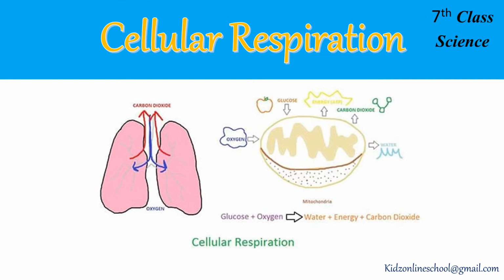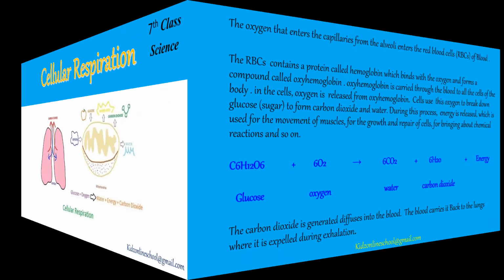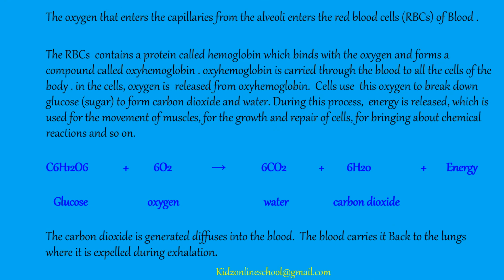Cellular respiration. The oxygen that enters the capillaries from the alveoli enters the red blood cells of the blood. The RBC contains a protein called hemoglobin, which binds with the oxygen and forms a compound called oxohemoglobin. Oxohemoglobin is carried through the blood to all the cells of the body.